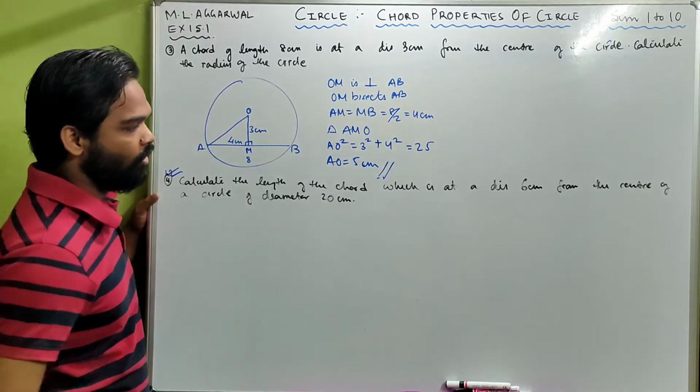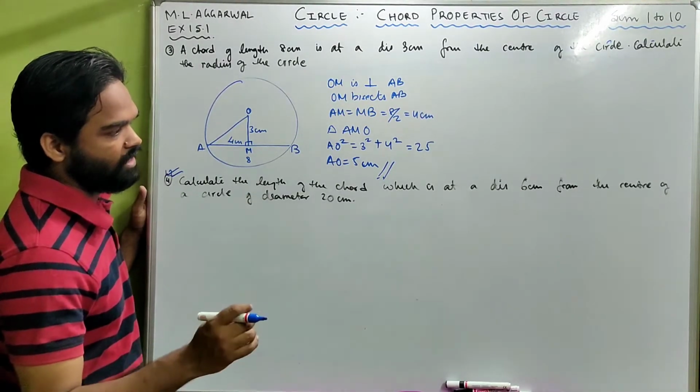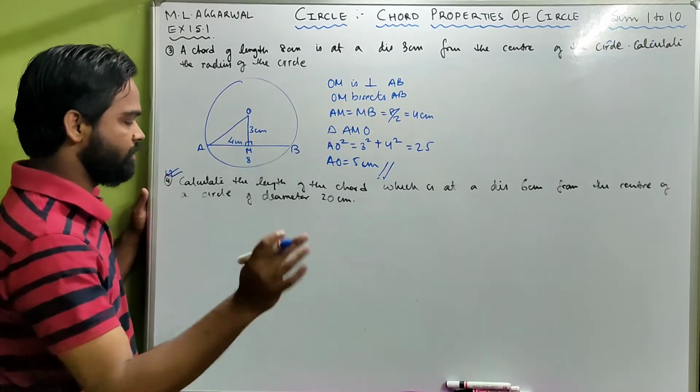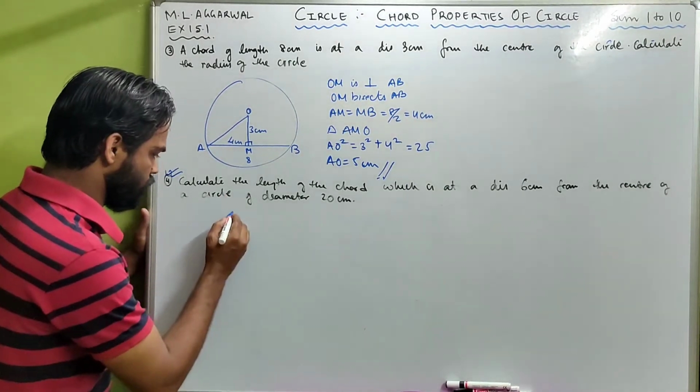Look at number 4. Calculate the length of the chord, which is at a distance of 6 centimeter from the center of a circle of diameter 20 centimeter. I'll just draw the diagram. You do it on your own.